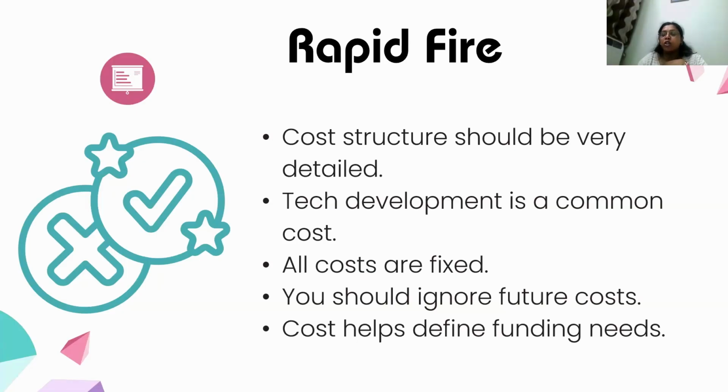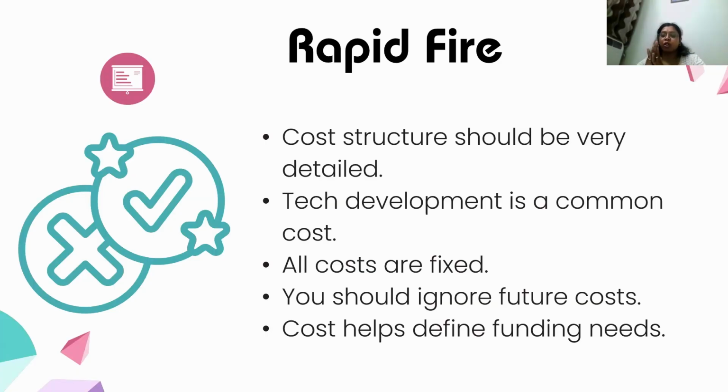So there are a lot of parameters under tech development. One is to develop a technology, you should have some resources and infra already available. You also need skilled manpower. So, a lot of things. It's a mixture of costs involved in tech development. All costs are fixed, true or false? False. You have variable, you have one time, you have fixed.